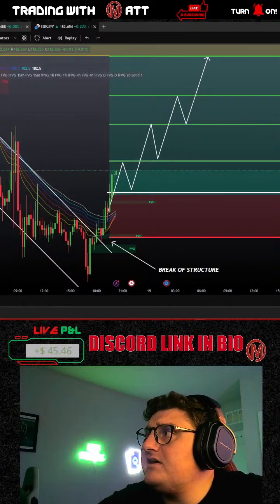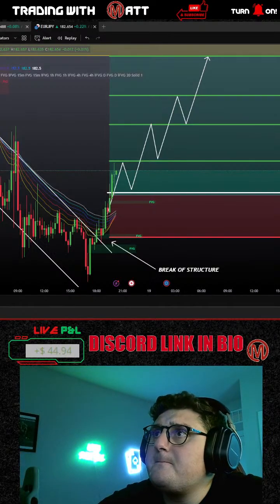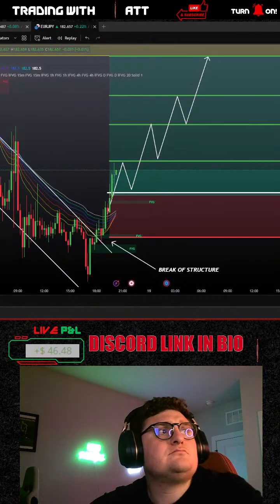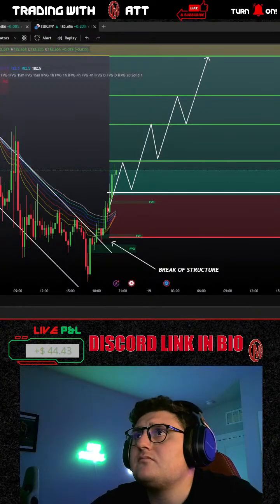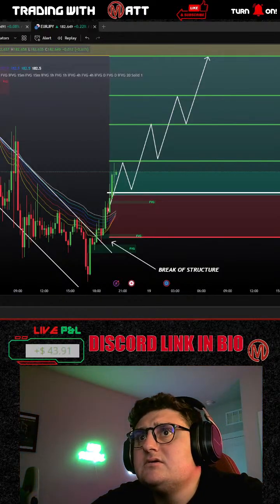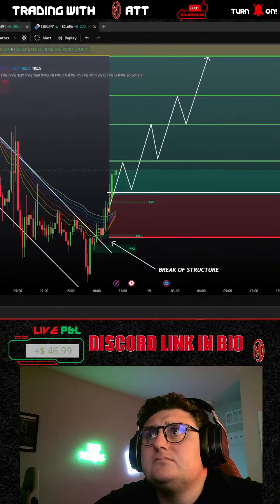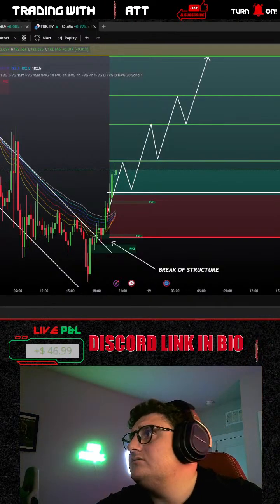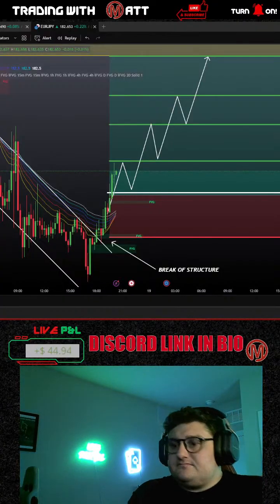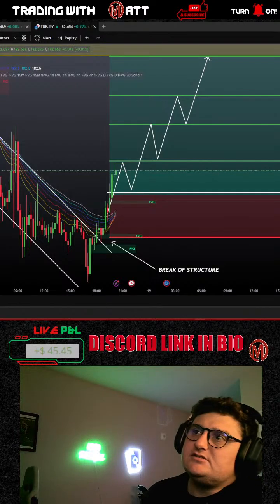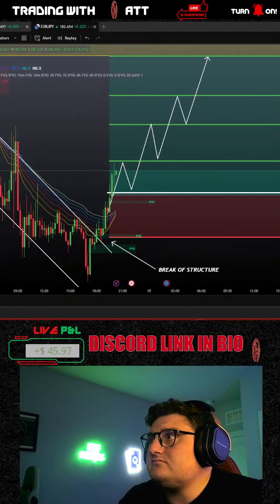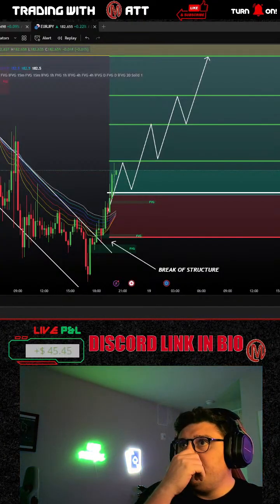Our new 15-minute candle is moving here. It opened green. That's a great sign. Some good movement there, guys. Let's keep it green.